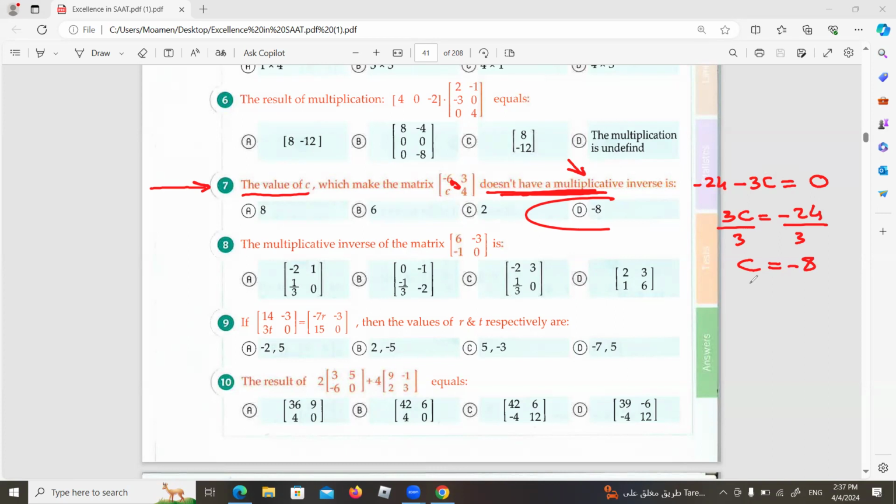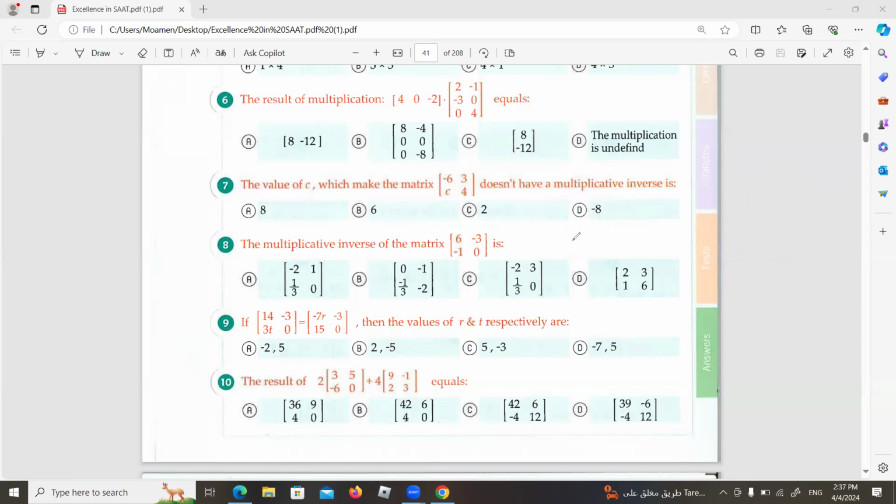We're going to number 8, the multiplicative inverse of this matrix. What is the multiplicative inverse for this matrix? This matrix has a multiplicative inverse. Let's check. Get the determinant first. To get the determinant, the main diagonal elements 6 times 0 equals 0, minus negative 3 times negative 1 equals 3.